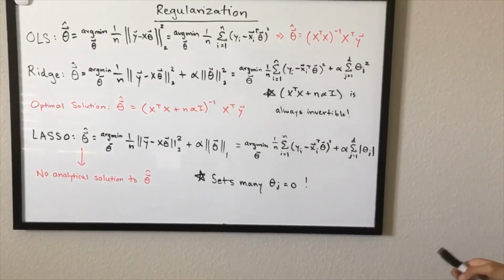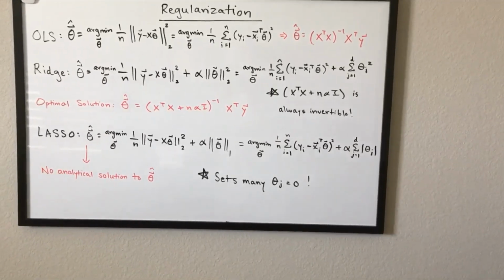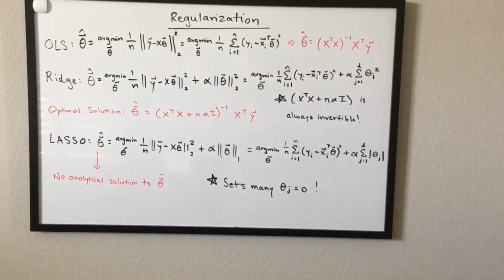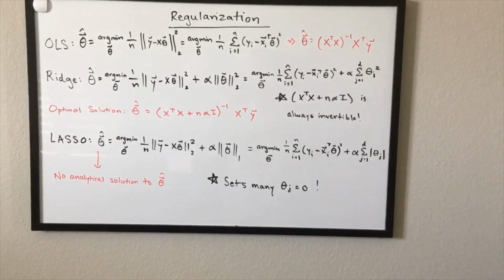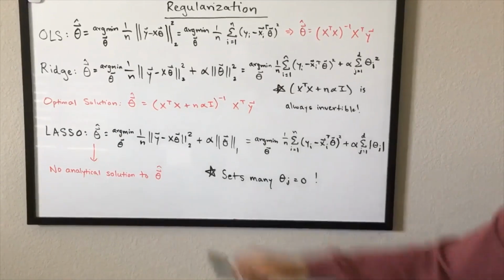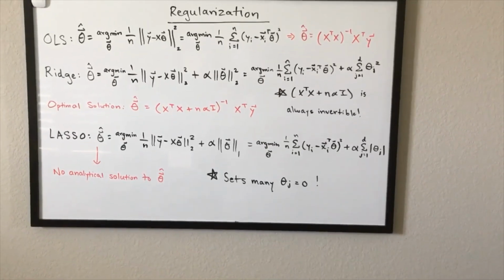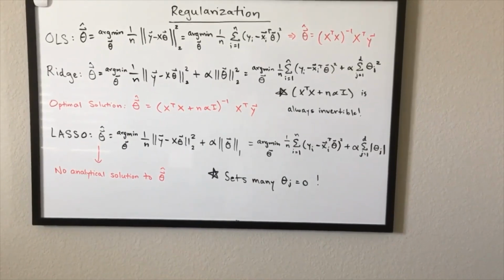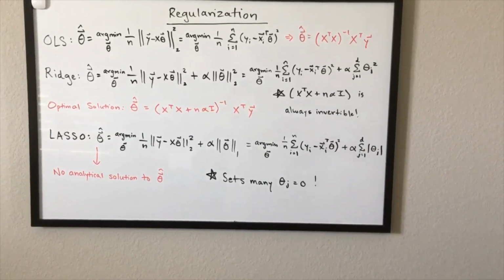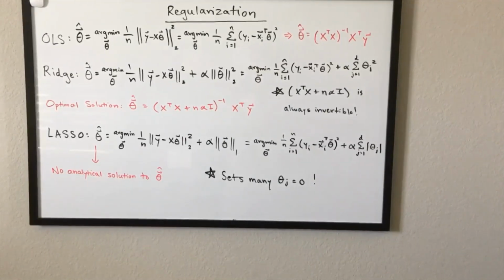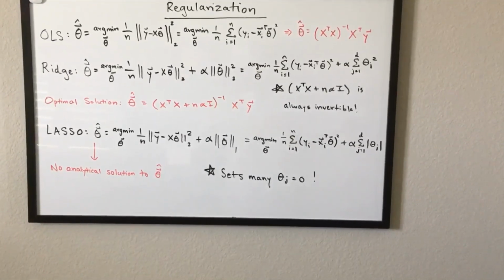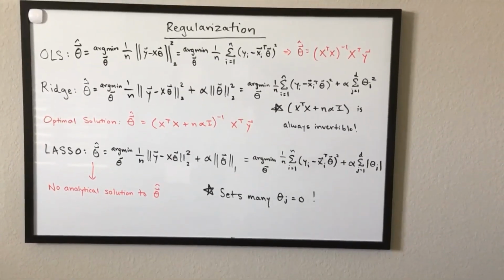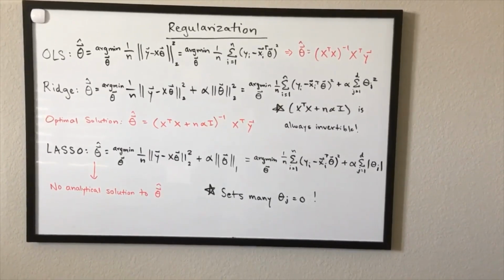It means I have an extra term of alpha times the sum of the absolute value of the individual weights. It turns out that if I use this type of regularization, then there's actually no analytical solution for my optimal vector of weights, and I'm going to have to solve it numerically. However, if I use lasso regression, it will set many of my weights to 0. So if I want to select only a few of the features as my important features, it might be useful to use lasso regression over ridge regression.